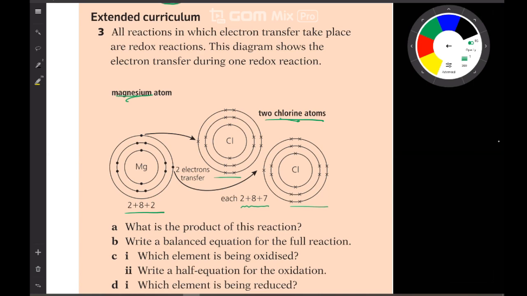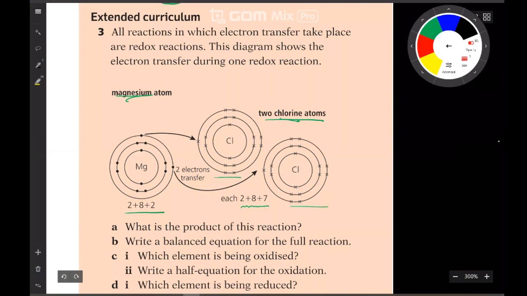It's shown here. Okay, magnesium must lose how many electrons? It must lose 2 electrons because it has 2 valence electrons. And each chlorine atom, they have 7 electrons. If they want to become octet, each one of them must gain 1 electron. So the electron transfers from magnesium atom to chlorine atom here. Now let's answer the questions.